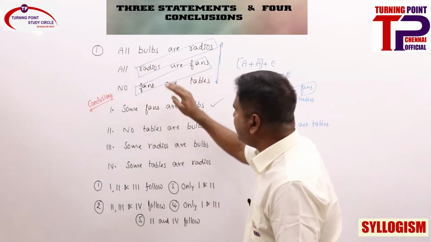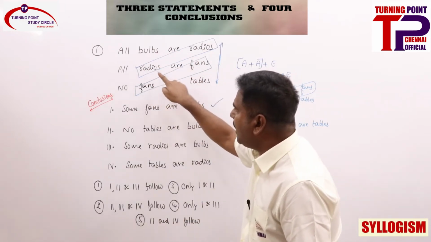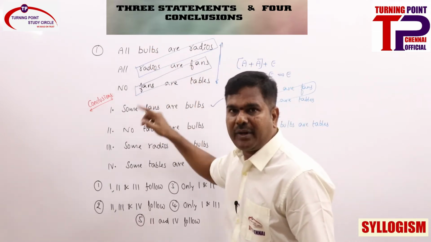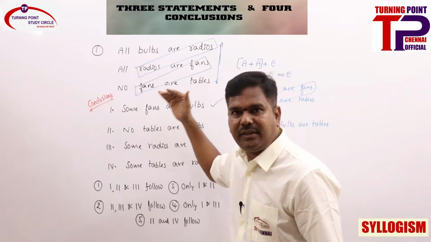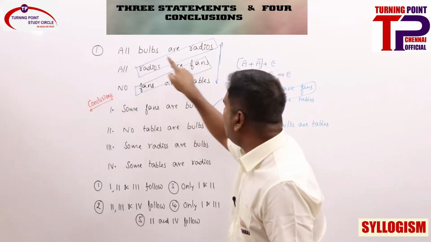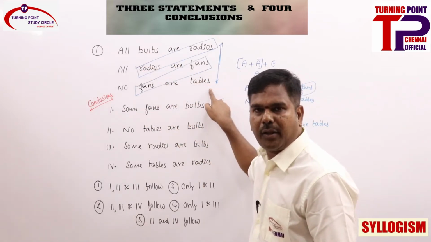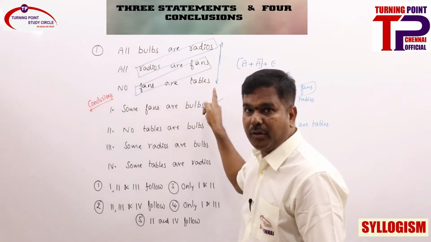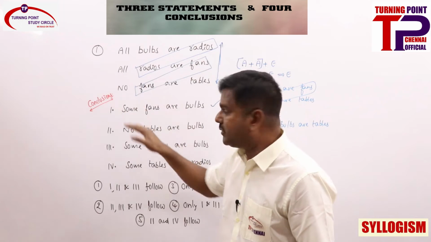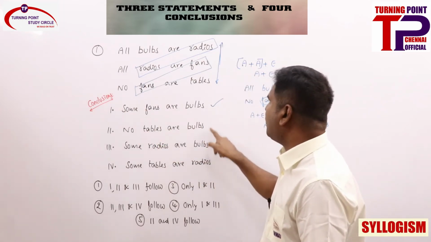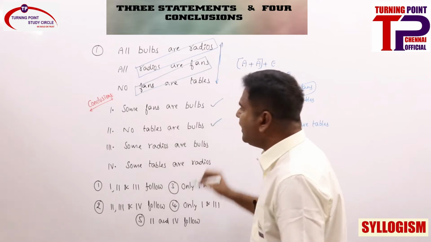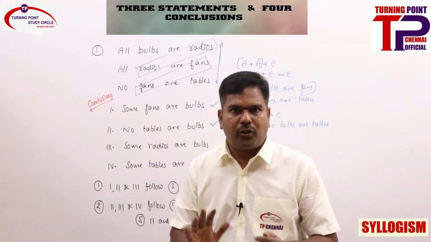So what is A plus A? A. A plus E, E. How will you get E? Subject of the first statement and predicate of the last statement, as an E statement. That means you will be getting no bulbs are tables. No bulbs are tables can be converted as no tables are bulbs, or some bulbs are not tables, some tables are not bulbs. What is being given? No tables are bulbs. So no bulbs are tables can be converted as no tables are bulbs. Second one directly follows. Are you clear?